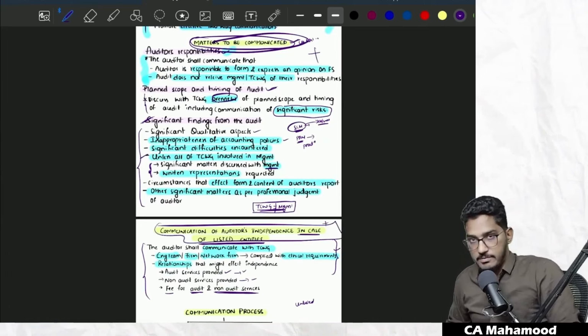Clear? But practically what will happen, both in case of listed entities and unlisted entities, the communication will always happen in written format only. Why? Because the proof is required that you have communicated. That proof you will get only when it is in written format.